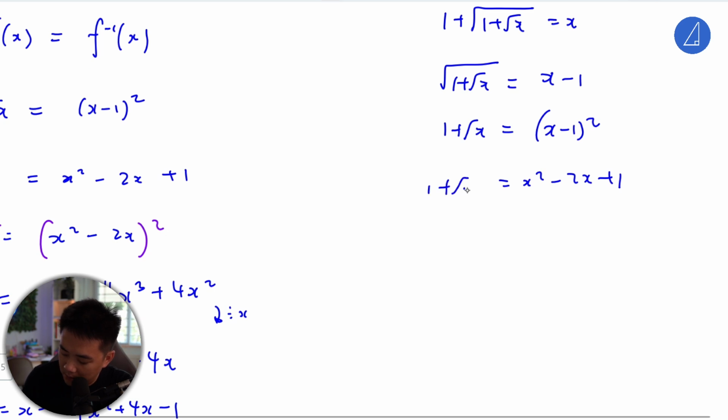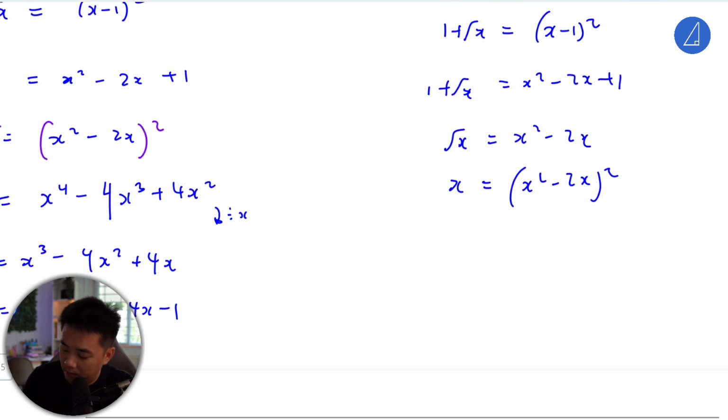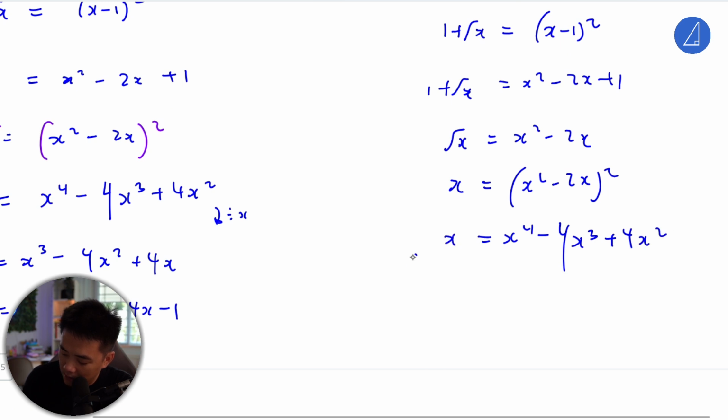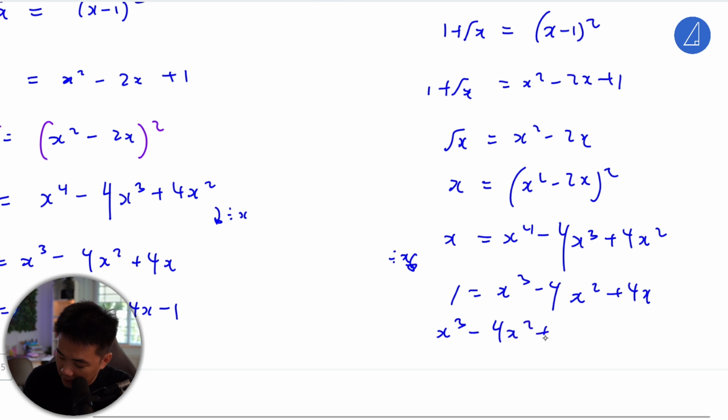Then 1 plus root x. Then in this case root x is equal to x squared minus 2x squared again. Okay, then that will be x to the 4 minus 4x cubed plus 4x squared, divided by x on both sides, minus 4x squared plus 4x minus 1 equals 0.